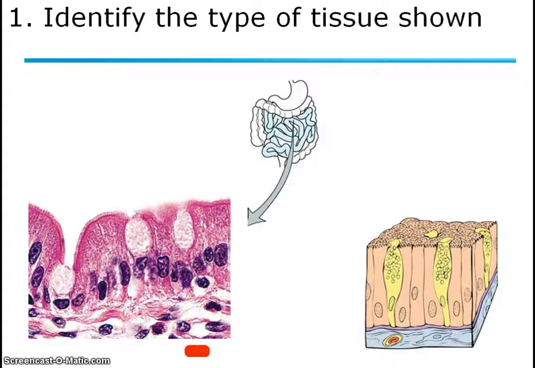Hopefully you identified these as simple columnar cells. If you look over to the right, you can see they all go up and down, and I'm not seeing even what looks like layers, so I think we would go simple on this. They also have these goblet cells that have been modified to secrete something. Since we're looking at the intestines, I'm going to assume it's secreting mucus.